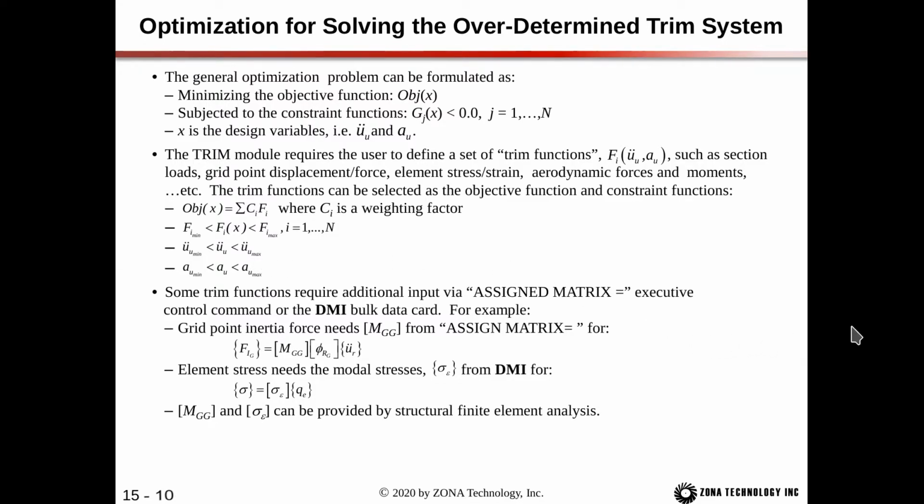Now some of the trim functions require additional input via the assigned matrix, executive control command, or the DMI bulk data card. For example, the grid point inertial forces needs mgg, and then the element stress or the modal stresses need sigma e, and then mgg and sigma e can be provided by the structural finite element analysis.